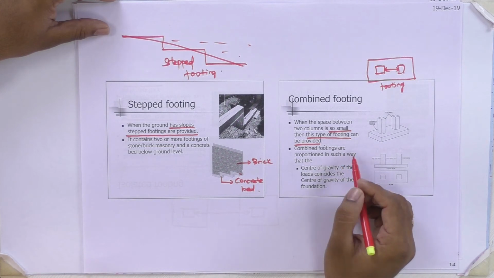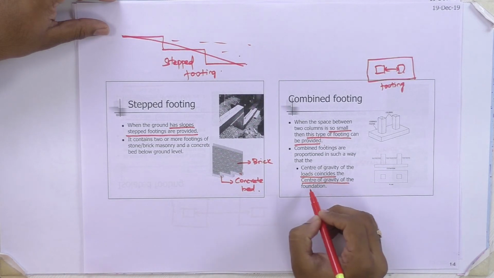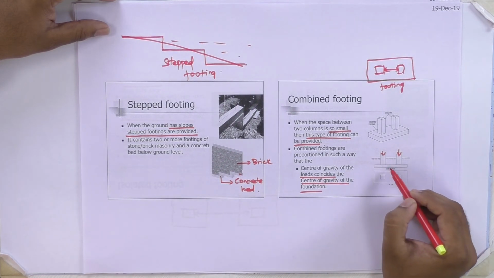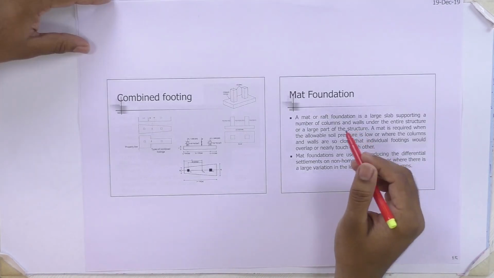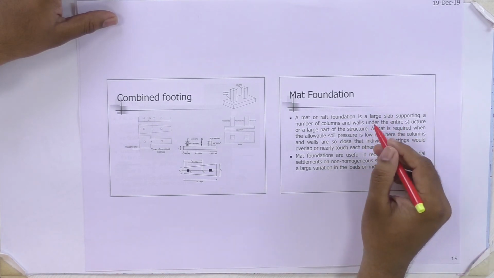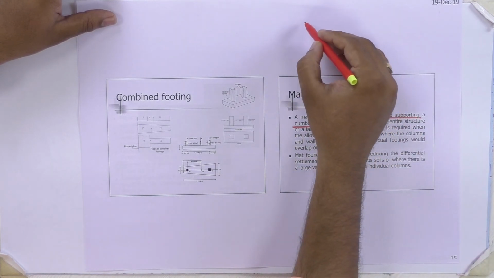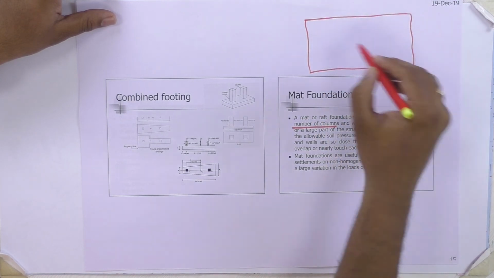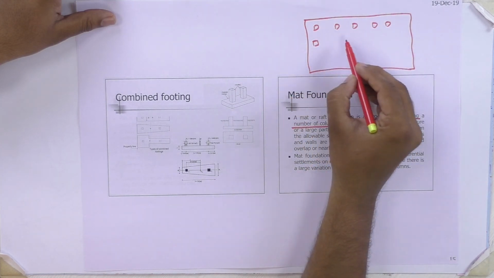Combined footings are proportioned in such a way that the center of gravity of the load coincides with the center of gravity of the foundation, so the load can be transferred from both columns. So this is combined footing. And the next one is mat foundation. A mat foundation is a large slab supporting a number of columns. For example, when the built-up area is very large, in this area we provide so many columns.